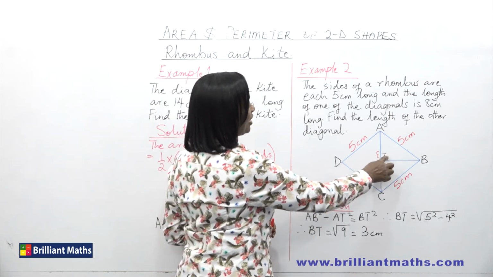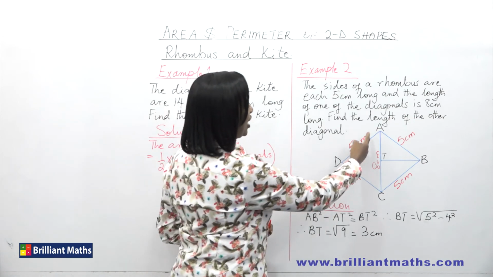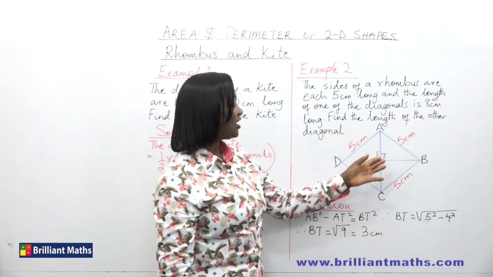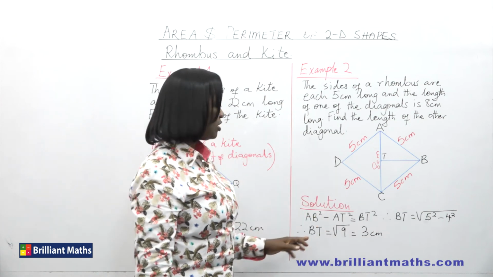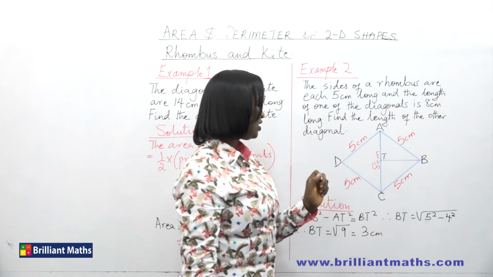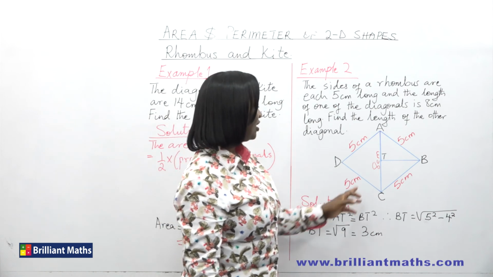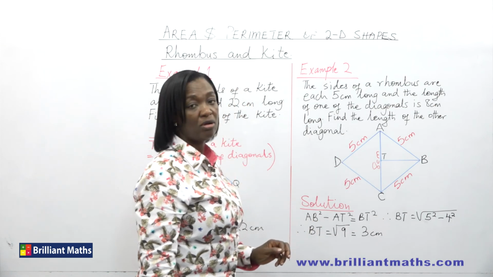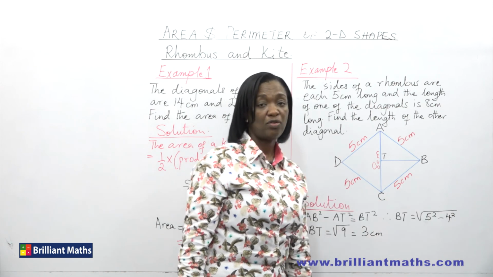So we mark there as T, as midpoint, half of the diagonal we are given, so that if the entire length is 8 centimeters, half the length will be 4 centimeters. So to find the length of the other diagonal, we can use Pythagoras theorem. So AB squared minus AT squared is equal to BT squared. Our AB is 5. The AT is 4. So BT will be equal to the square root of 5 squared minus 4 squared.